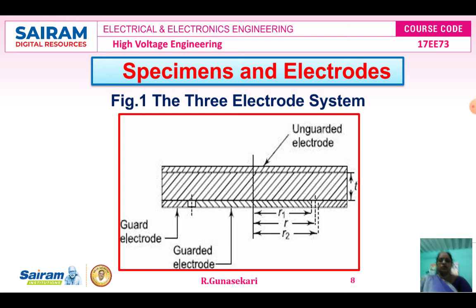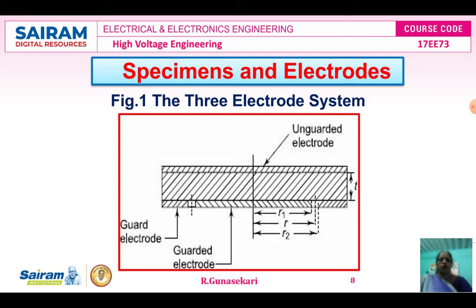And then the third electrode, the guard electrode, surrounds the measuring electrode, which is connected to the terminal of the measuring circuit only. The width of the guard electrode is twice the thickness of the specimen. The guard electrode must extend to the outer edge of the specimen. The gap between the guarded and guard electrodes should be as small as possible. The effective diameter of the guarded electrode is greater than the actual diameter.